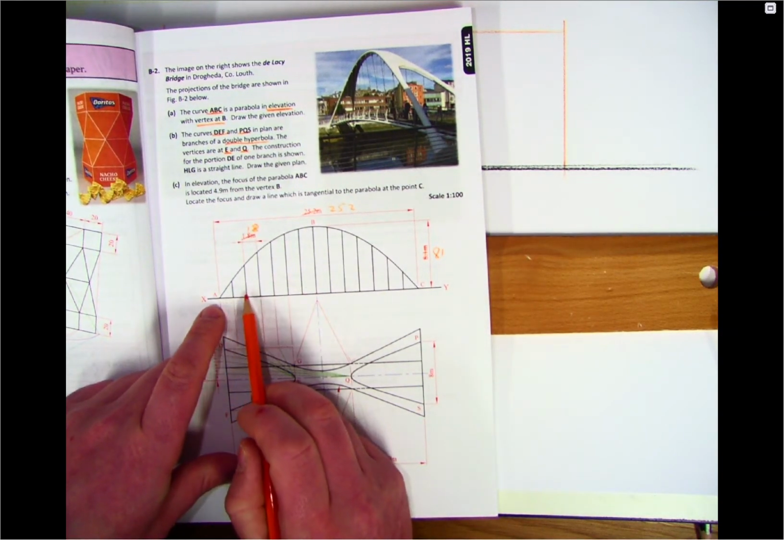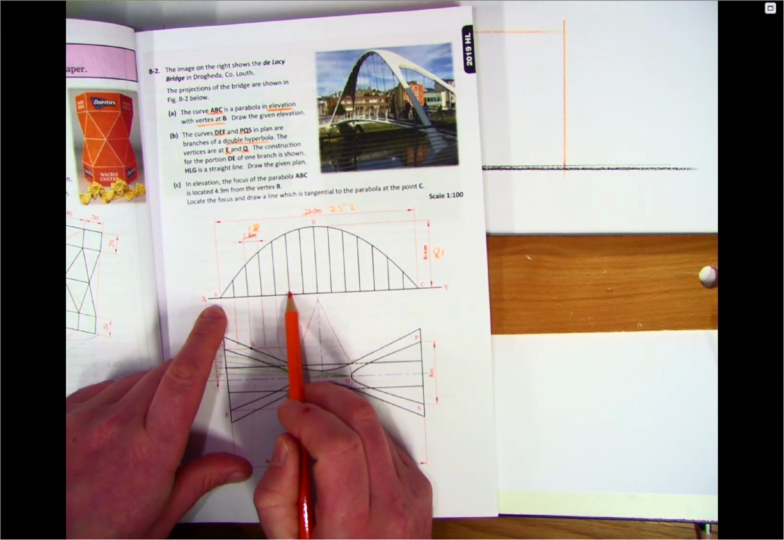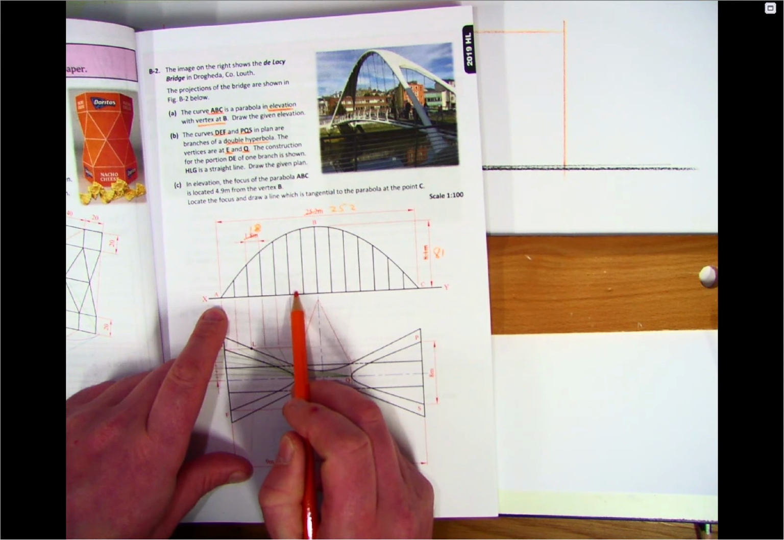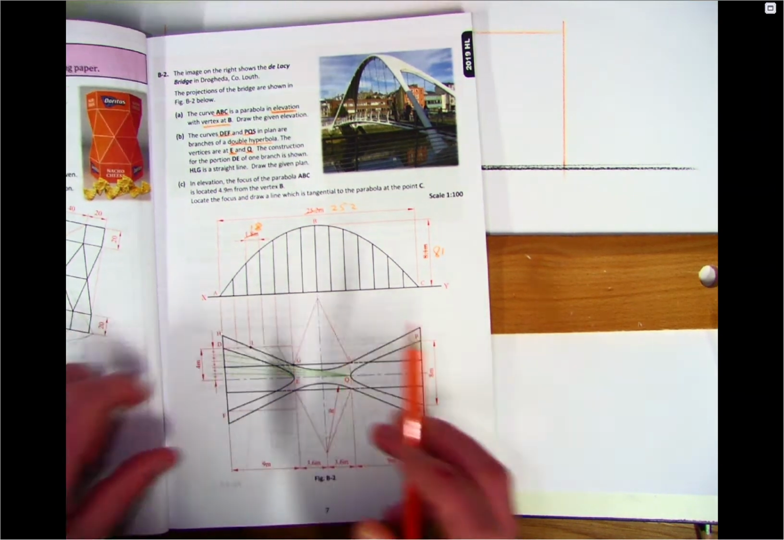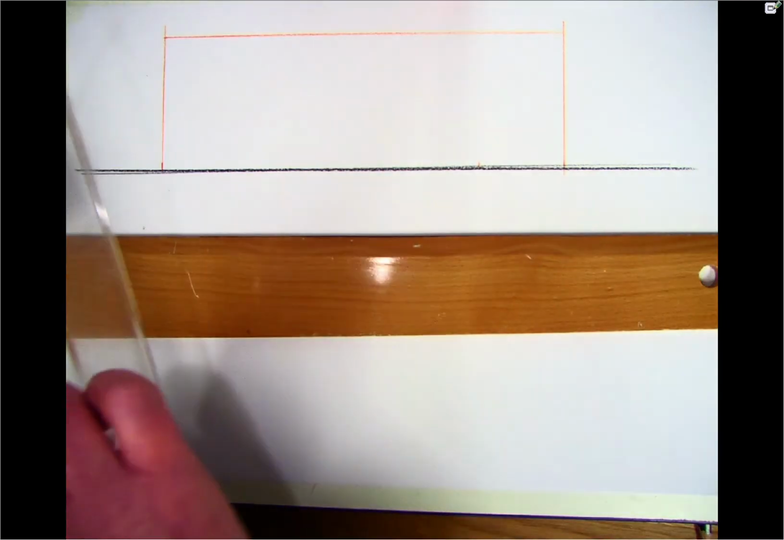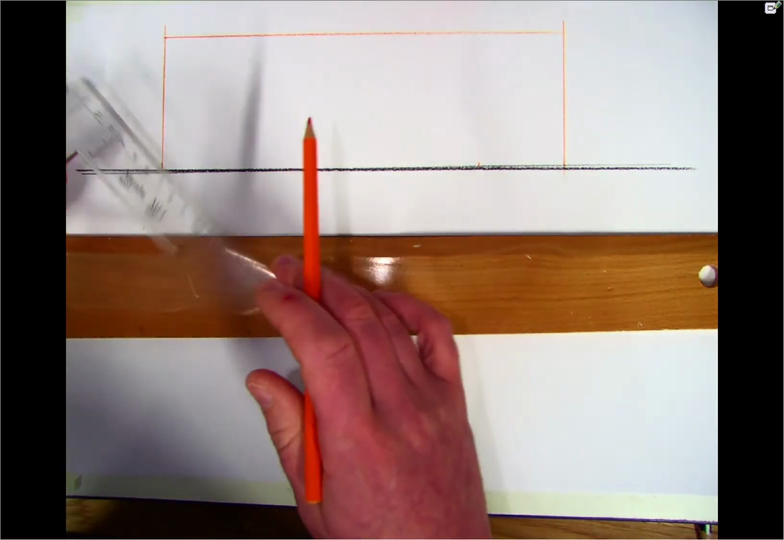So we've 1, 2, 3, 4, 5, 6, 7. 1, 2, 3, 4, 5, 6, 7. So double checking, there are 7 gaps between it. So I may as well split it into 7, because that way when I draw the lines up I won't have to go back and reconstruct them again.